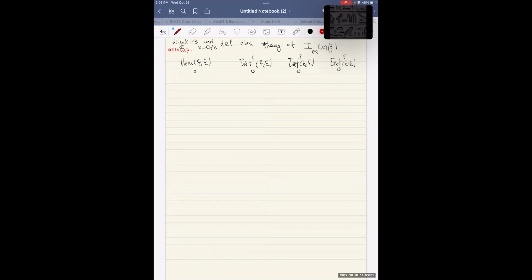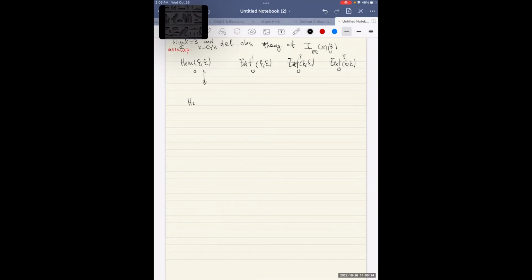The point is that if you take these exact sequences, then on this level, this is the one that sits as Hom(E, E), and then H^0(X, O_X), which is C.